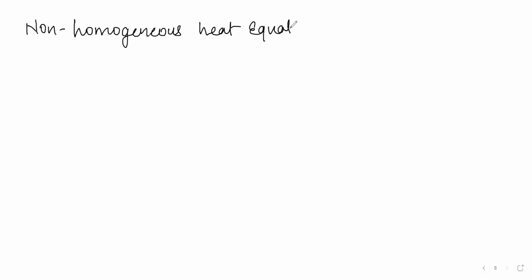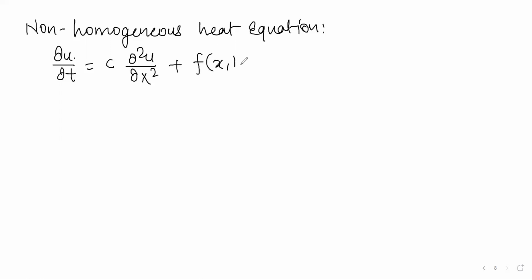And the interesting part would be to solve a non-homogeneous heat equation. So I'll solve this non-homogeneous heat equation. How to handle it? So this equation is given by del u over del t equals c times del square u over del x square plus some non-homogeneous thing, that is f of x, t. Some function will be there. It will no longer be 0 now. Okay, and rest everything will be same.